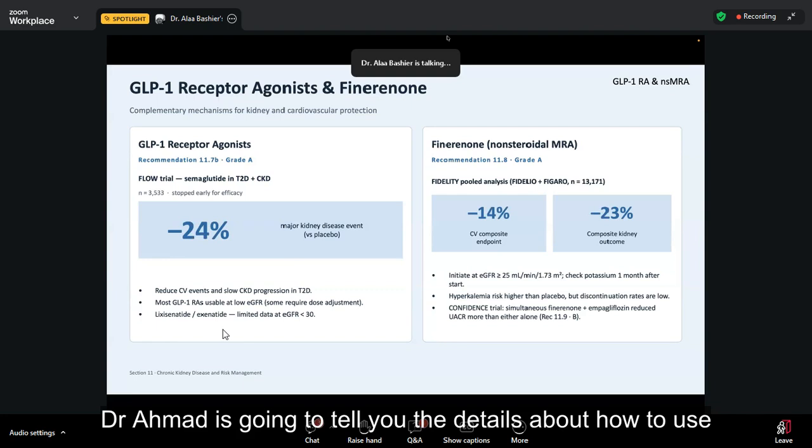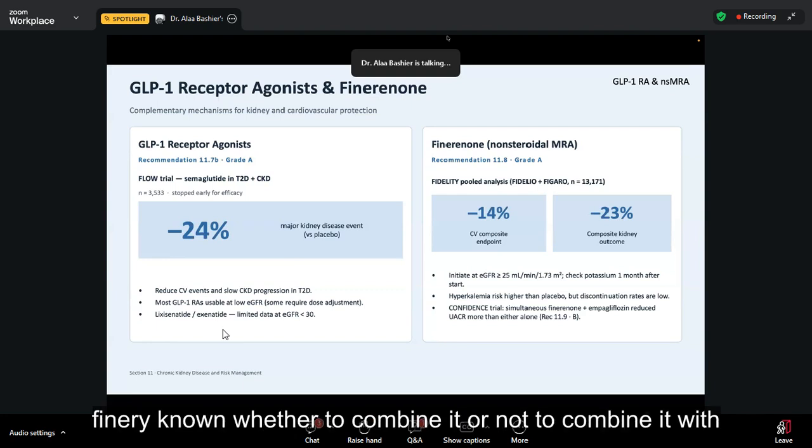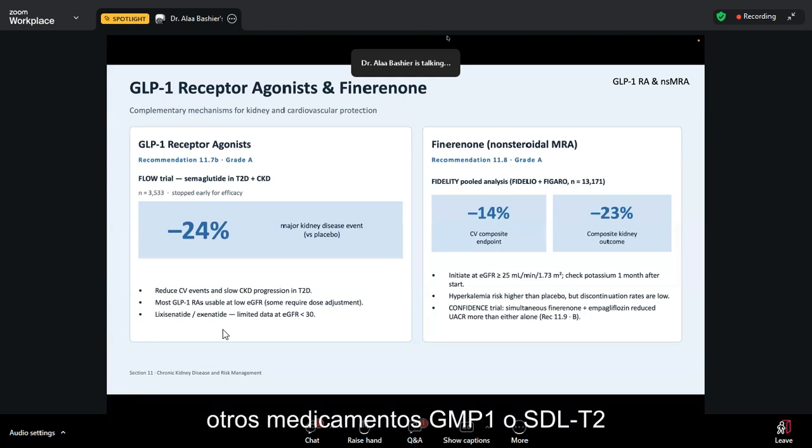Dr. Ahmed is going to tell you the details about how to use finerenone, whether to combine it or not to combine it with other medications, GLP-1 or SGLT2.